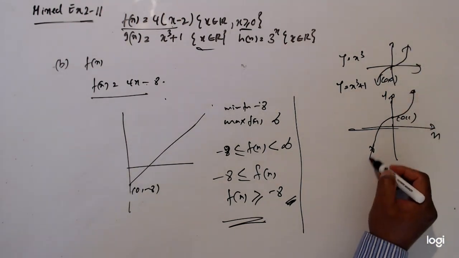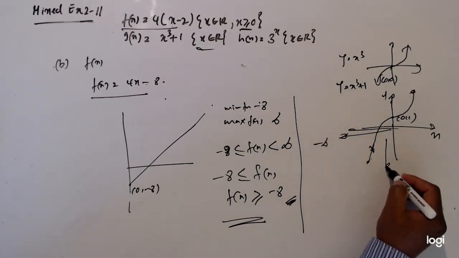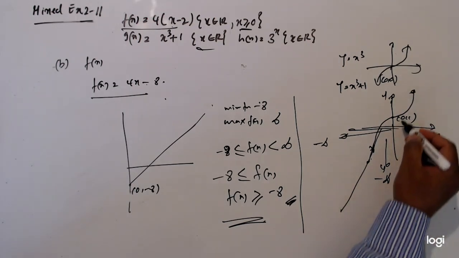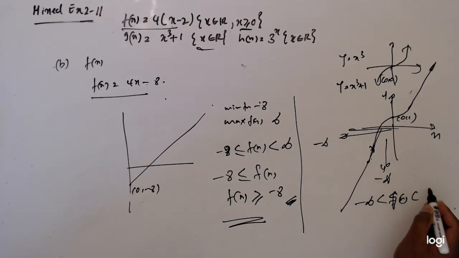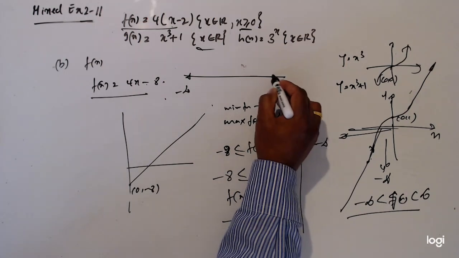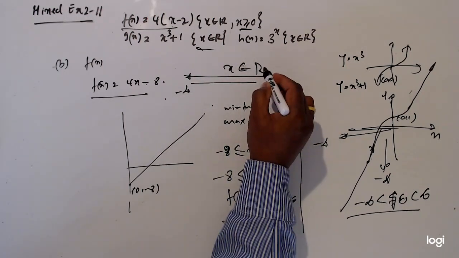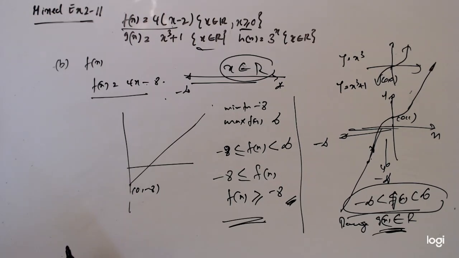So for the range, what is the minimum y value and maximum? Here the minimum y value is negative infinity. When x goes to negative, y also goes to negative. So this will go here, and this will go there. So negative infinity to positive infinity for g(x). Or simply you can say, this is the number line, minus infinity to positive infinity. So the range of g(x) is an element of real numbers, or you can write minus infinity to positive infinity.